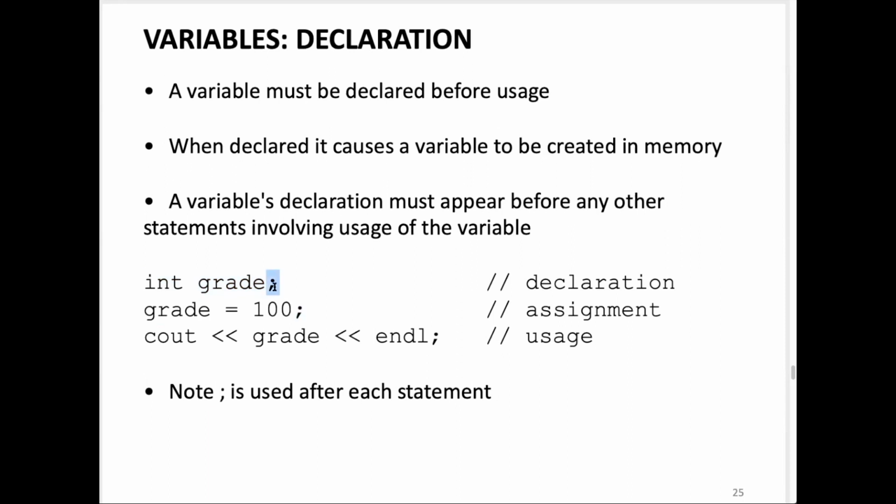Every declaration and assignment, even this print statement here that prints this thing to the console plus a new line, they all have to end with a semicolon. A semicolon means the end of a line of code.